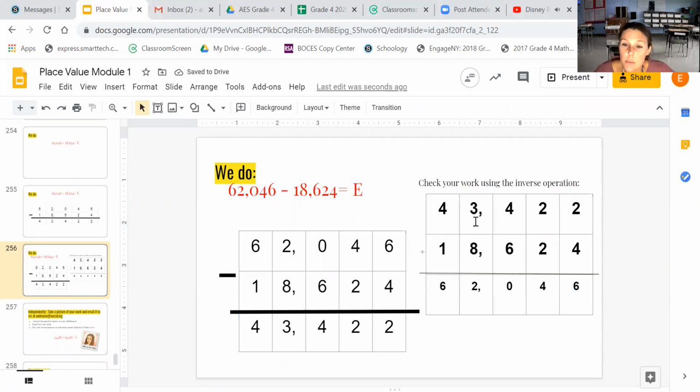Awesome. Hopefully what you did was you took the opposite. So you took that difference and you went the opposite way. So you added what we had originally as the difference to the subtrahend, and if you were correct, it would have matched our original minuend. Let's see. Does this match our minuend?